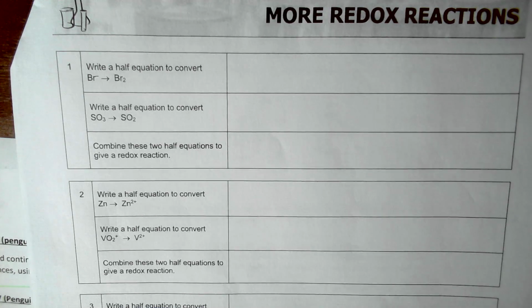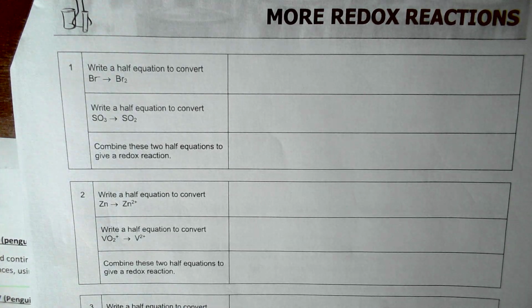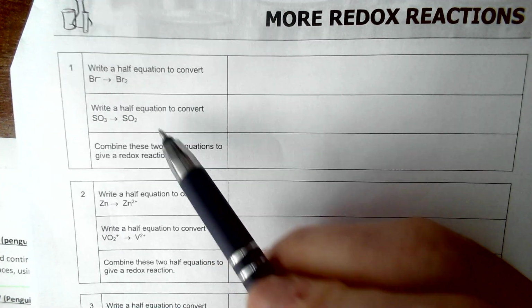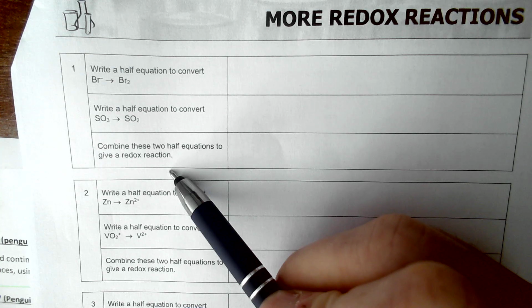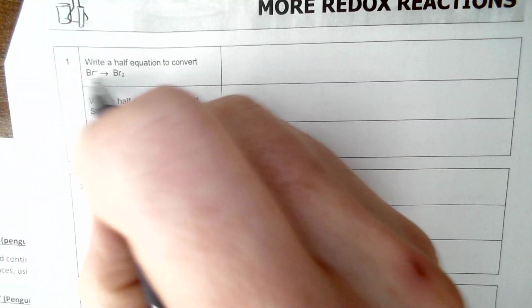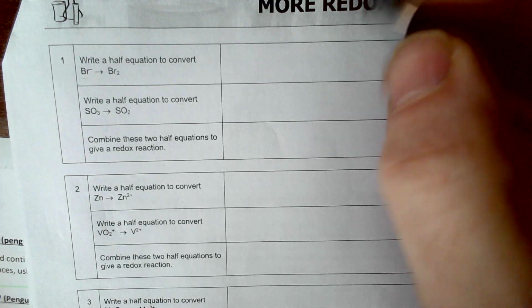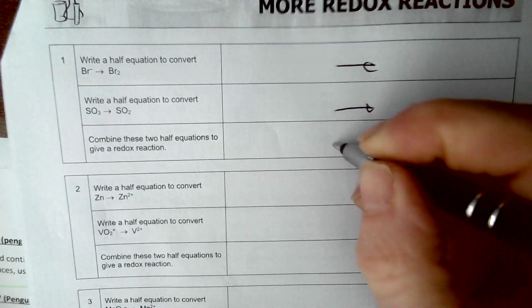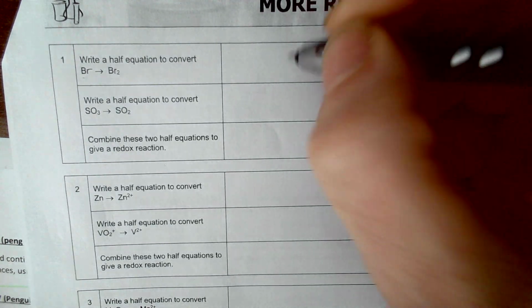So what they're going to ask you to do is write a half equation, write a half equation, write an overall equation. It's quite nice. It's just the full thing together. So write a half equation. There's going to be an arrow in each box. It's a really nice little activity, this.